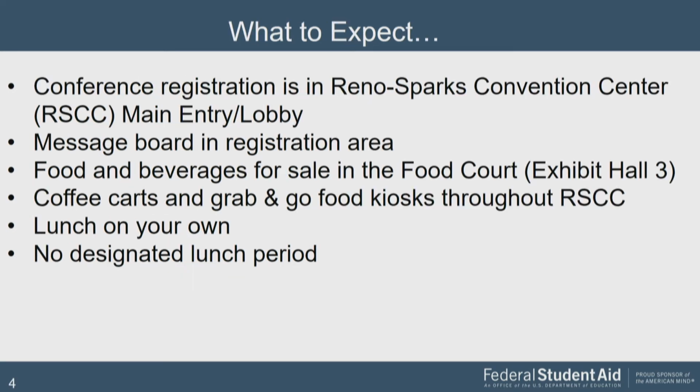You can see we're here in the Reno-Sparks Convention Center. There's the registration in the main lobby, which is right down this hall. To my right, your left, you've probably already attended there to get your name badge and to get your program book. There's a message board in the registration area. If you need to post a paper message to a colleague, or if you want to check out what those messages are, you can do that. Food and beverages are for sale in the food court. That's in Exhibit Hall 3. There are also some food and beverage kiosks throughout the convention center. You can see there are coffee carts also throughout the convention center that you can visit and stay fueled up.